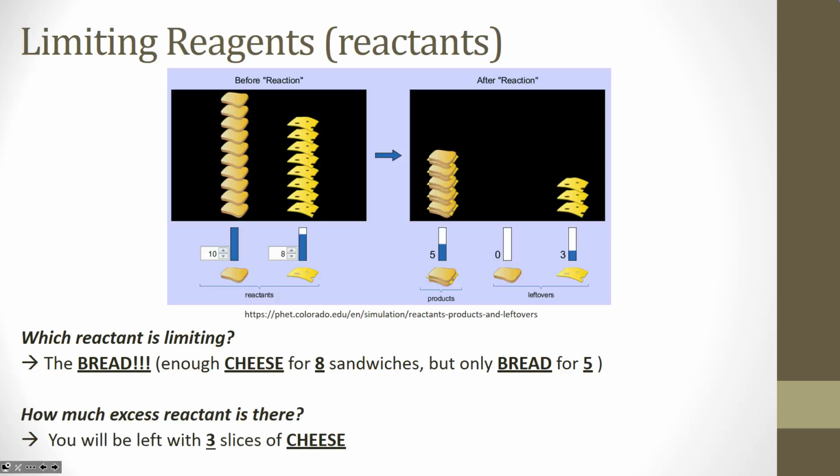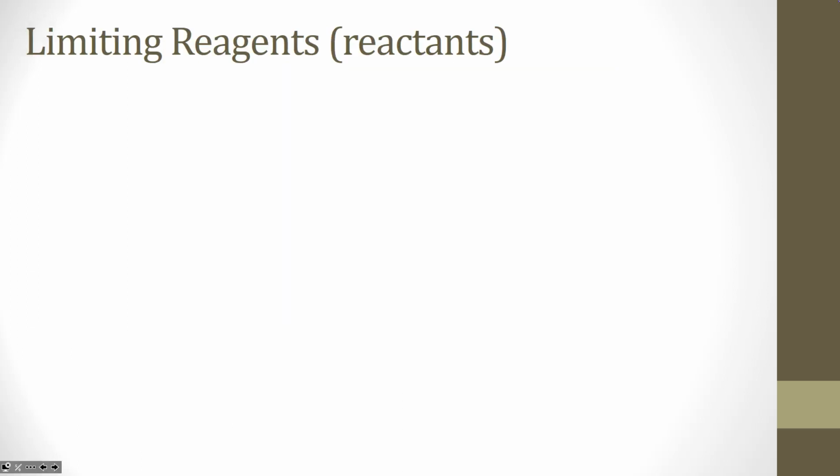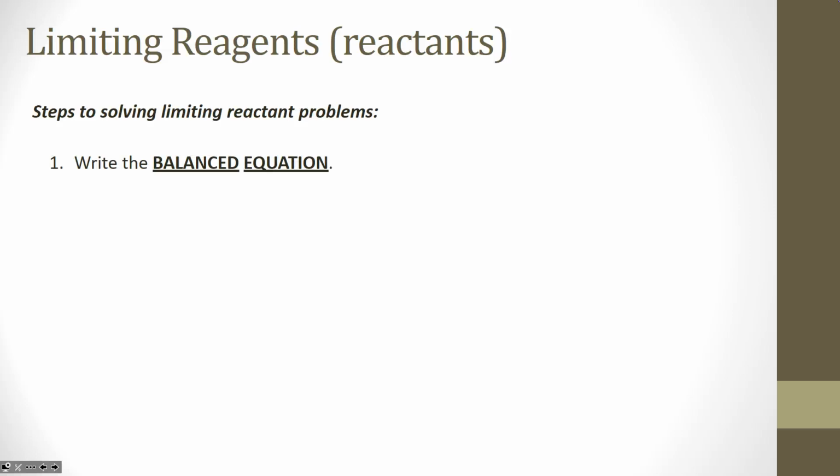So to do limiting reagent problems, that's our first issue, is we have to figure out which reactant is going to limit or cause the production of a specific amount of product. So in order to solve these problems, I've laid out the steps again, and we'll go through them one at a time. First things first, we always have to have a balanced reaction, just like every other stoichiometry question we've done. Whatever you're given, we have to change it to moles.